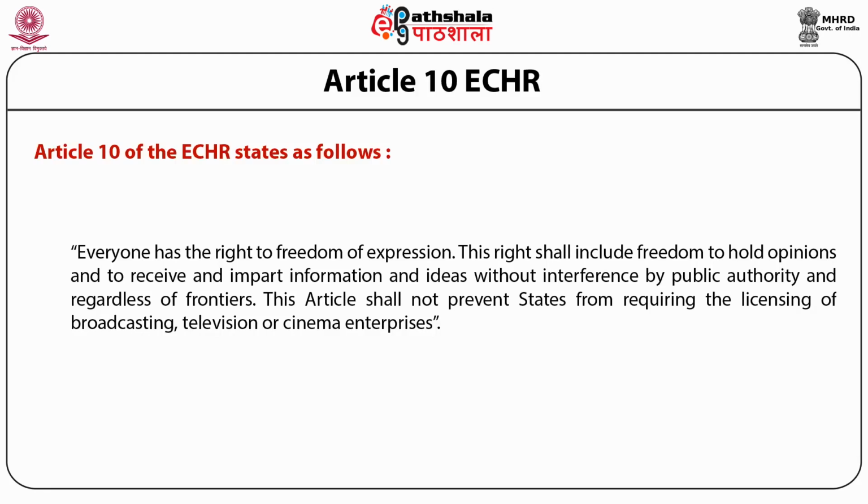This article shall not prevent states from requiring the licensing of broadcasting, television, or cinema enterprises. So Article 10 of the ECHR departs, well, departure would probably be a strong word, but moves away slightly from the ICCPR and in fact imposes a stricter requirement and says that you cannot have interference by a public authority when it comes to the dissemination of information. Now, Article 10 also explicitly states that licensing of broadcasting, television or cinema enterprises does not constitute interference.